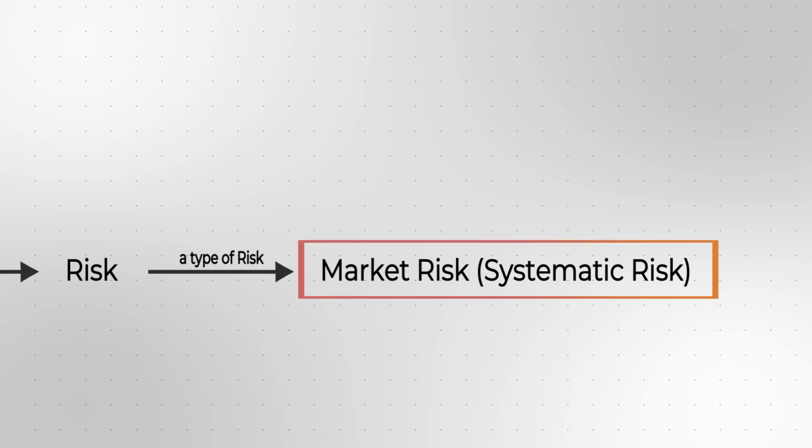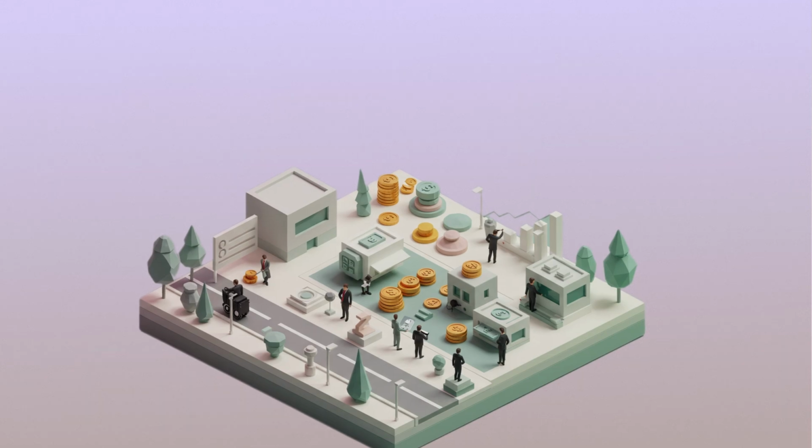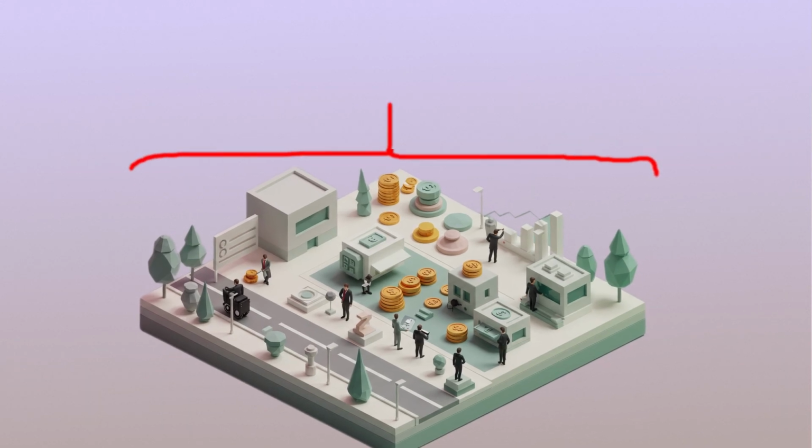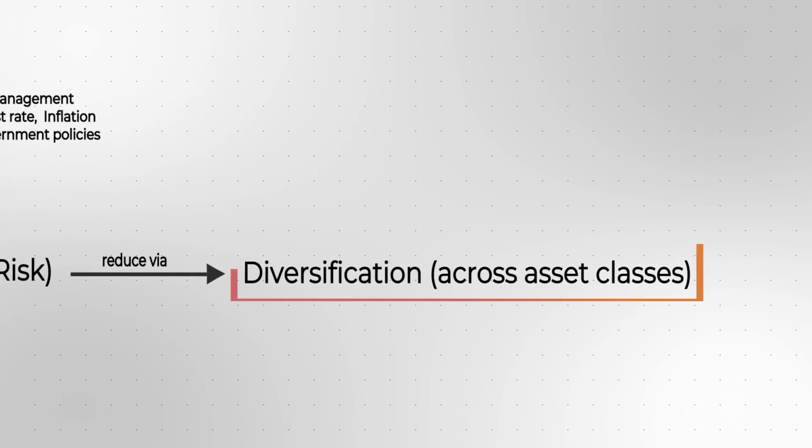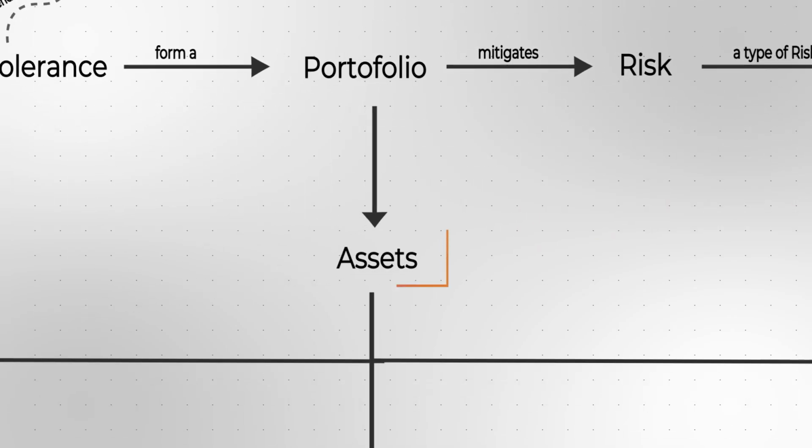Let's look at market risk. Market risk is one of many kinds of risks. It is the risk of investment losses due to factors that affect the entire financial market. For example, interest rate fluctuation, inflation increase, etc. But it can be managed with diversification across assets. Question: how does diversification reduce market risk?